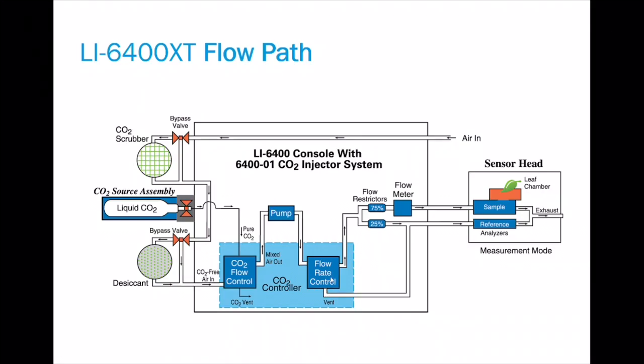This flow rate controller then allows us to control the amount of flow going to our sample chamber. The extra flow that we don't want ends up joining our reference analyzer. Just before our sample analyzer airstream leaves the console, we have a mass flow meter that measures our flow rate. Then both airstreams, for the reference and sample, go up to the sensor head. They are measured by the analyzers and then exhausted out to the room.